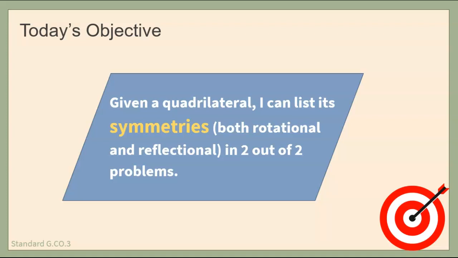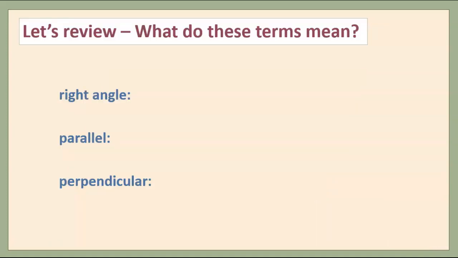But to start off with, let's look at some vocabulary. So here's some terms that we've used so far in this unit. Can you remember what a right angle is? A right angle is a special angle that is measured 90 degrees. It's a 90-degree angle.